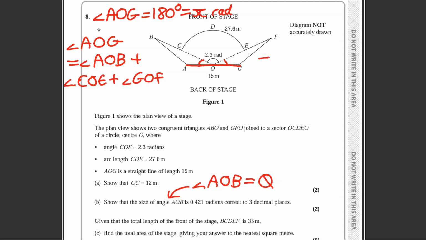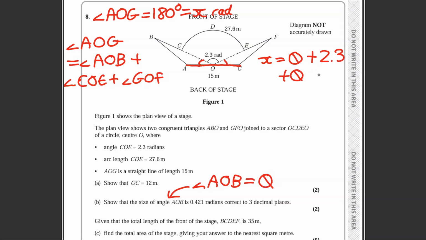So AOG is pi, and this is equal to AOB, the angle that we want, which we've called theta. So this is equal to theta plus COE, which we can see is this angle here in the sector, this 2.3, and then plus this GOF, which is this angle here. Because we're told that these two triangles are congruent, they're identical, this angle here is going to be the same as this angle here. They're both going to be theta. So this angle is also theta, and therefore we've made this equation, and we can rearrange it in order to find theta.